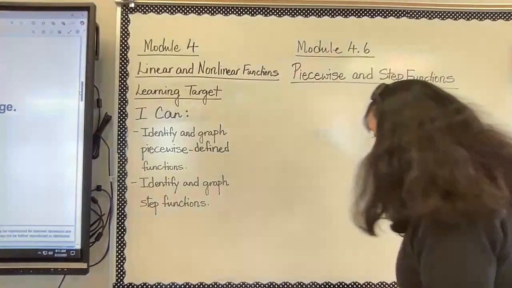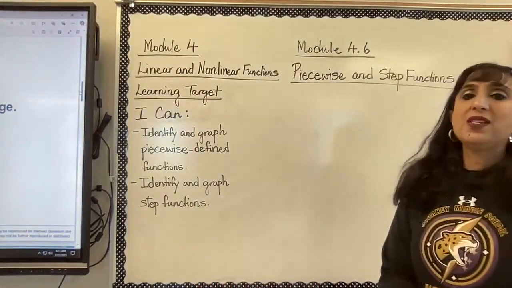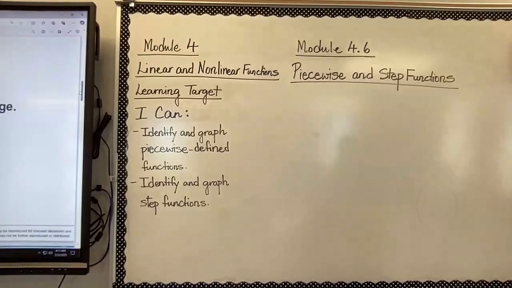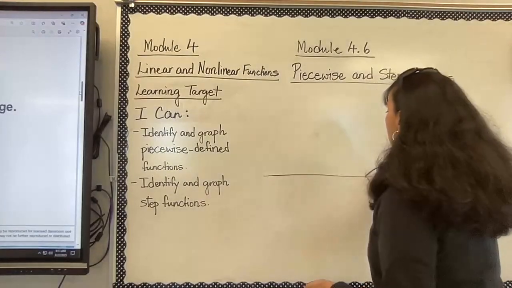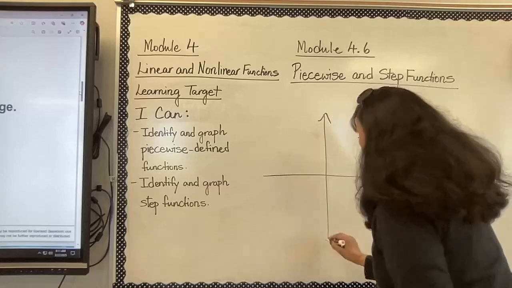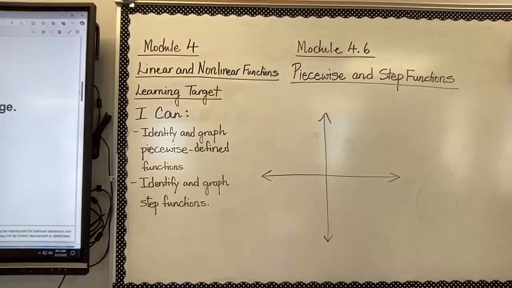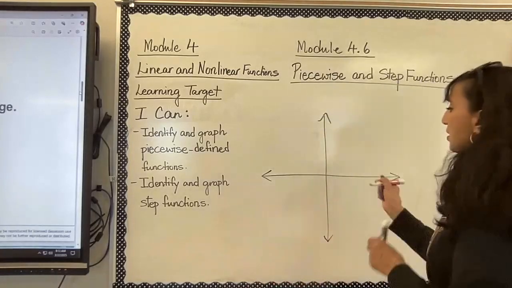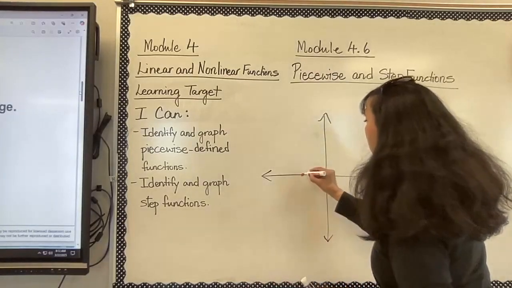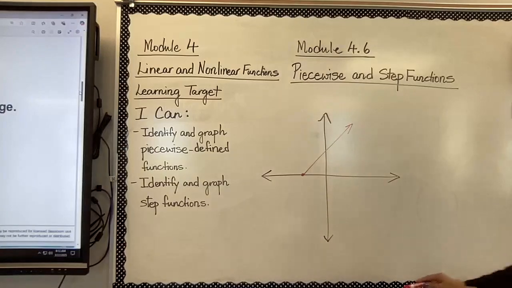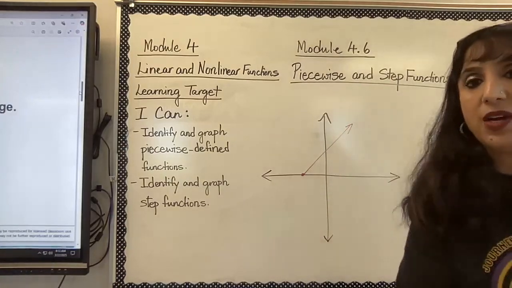So let's look at what a piecewise graph, or piecewise defined function, looks like. Okay, I'm just going to make something quick. Let's say this is my coordinate plane, and then if I have a graph which looks something like this way, and then I have, let me just do it with a different color so you can see better.